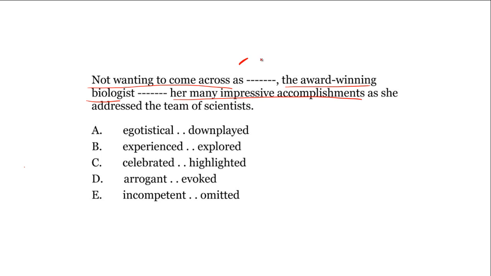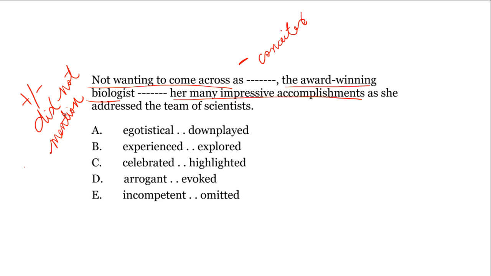Step 4, my word is going to be, it's conceited. Okay, move on to the other word blank. The award-winning biologist, go with a neutral tone, and she did not mention her many impressive accomplishments. Okay, let's read the sentence to make sure it makes sense. Not wanting to come across as conceited, the award-winning biologist did not mention her many impressive accomplishments as she addressed the team of scientists. Sounds good to me.